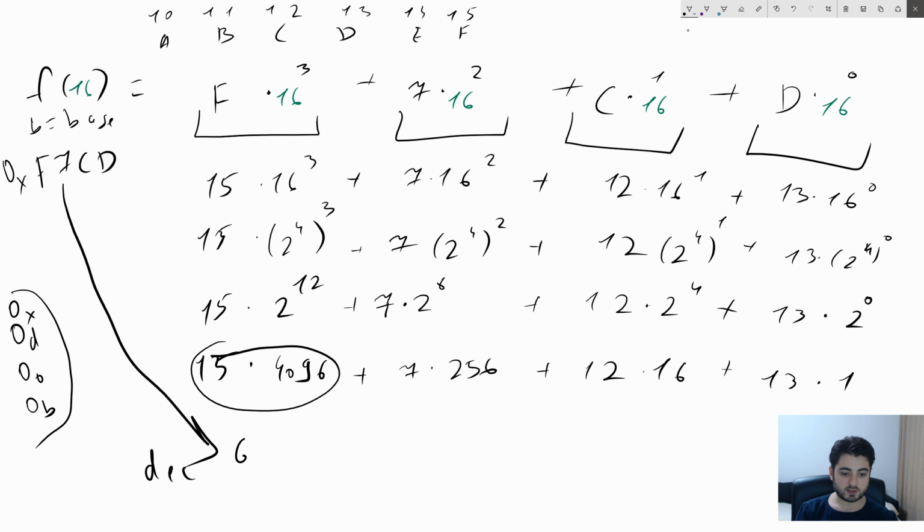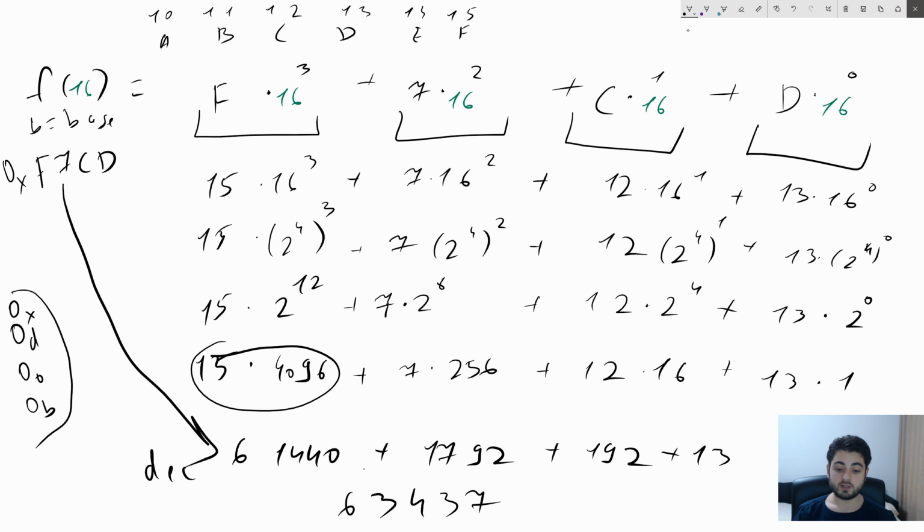So this one is 61440 plus 1792 plus 192, and we have a plus 13, and the end result is 63437, right? And by the way, the first time I was doing it, when I was writing from my calculator, I mixed up these two.